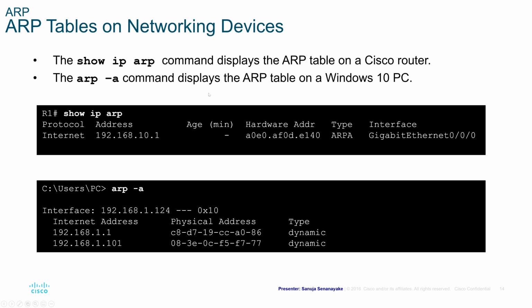On Windows computers such as Windows 10 and Windows 11 PCs, you can open the command prompt, and then type arp -a, so arp space -a, and that will display the ARP table on your Windows PC, and then you can use that for your network administration purposes.